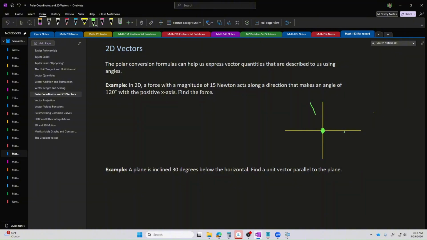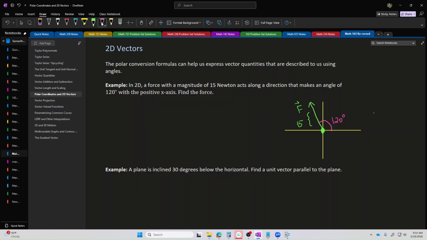The vector that I'm trying to find, the force vector, makes an angle of 120 degrees with the positive x-axis and has a magnitude of 15, so in other words, a length of 15. And so essentially what I've been given is the value of r and the value of theta for this vector.